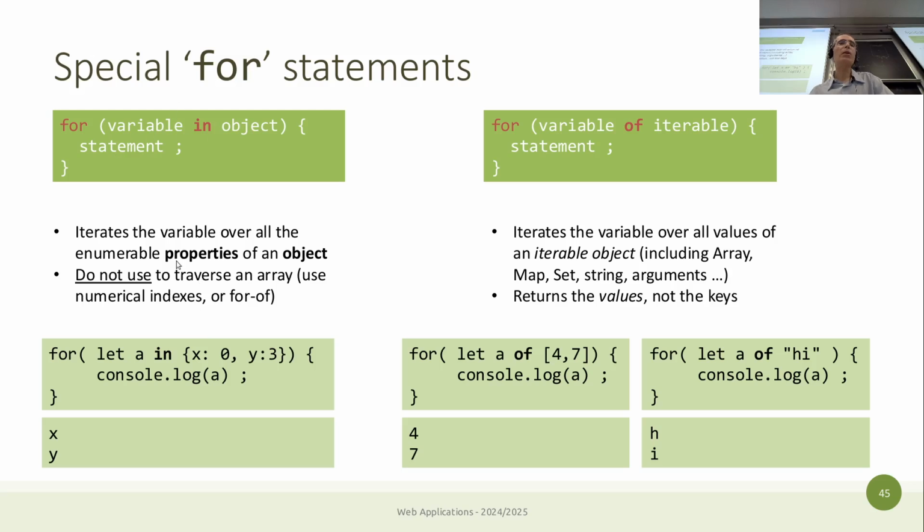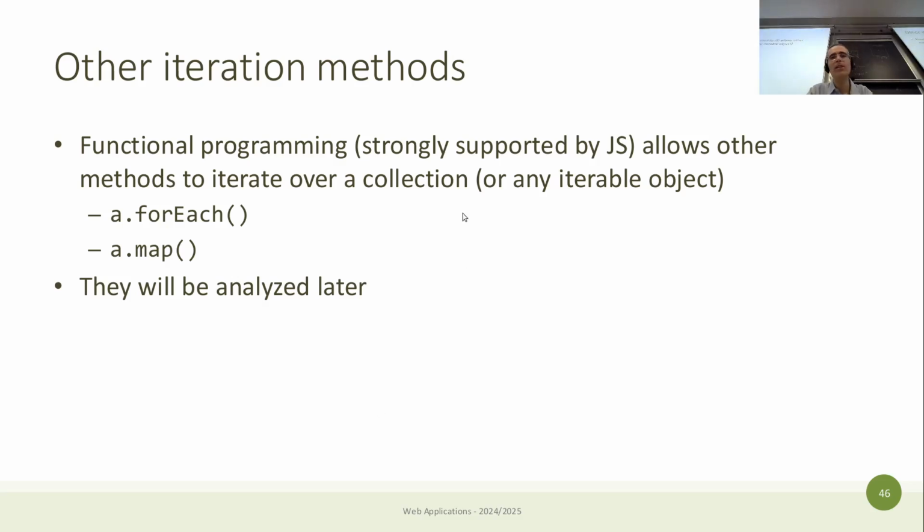And instead, the for in is a bit peculiar. It iterates the variable over all the enumerable properties of an object, and it doesn't give you the value, but it gives you the key. So let's forget about that. If it's needed, we will come back to this, but I don't think so. There are other ways to iterate over an array, but they will be discussed later when we talk about functional programming.